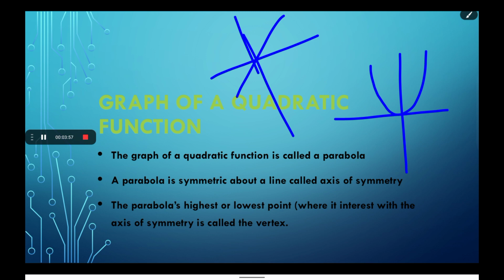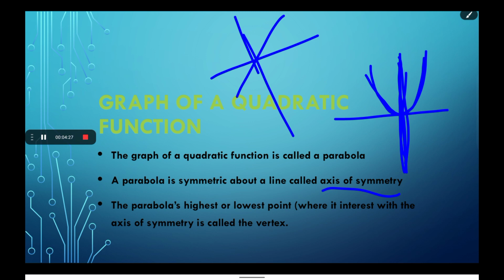Okay, here the parabola is symmetric about a line called the axis of symmetry. What is the axis of symmetry? Axis of symmetry means the middle line. Which line cuts the curve equally? That is called the axis of symmetry. Here the y-axis is the axis of symmetry. It cuts the parabola equally. Okay, this is called the axis of symmetry.